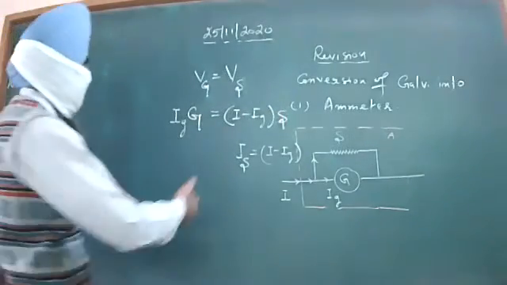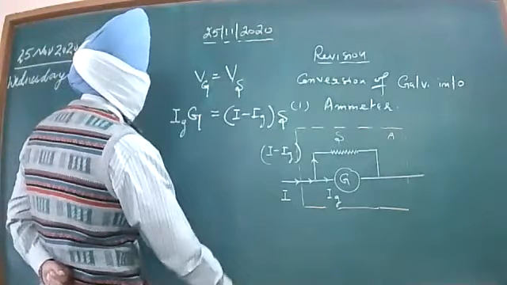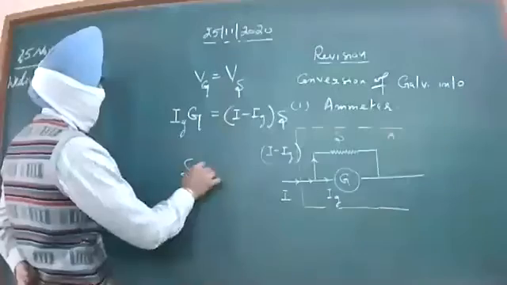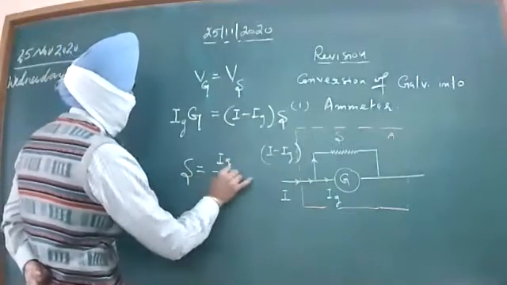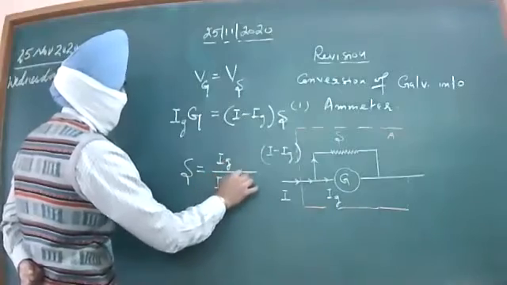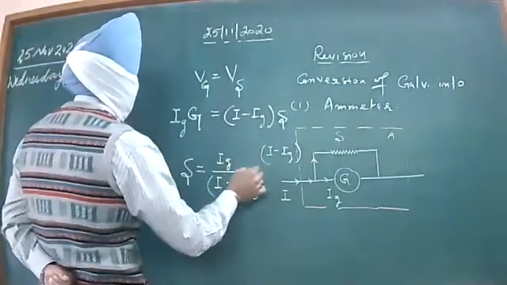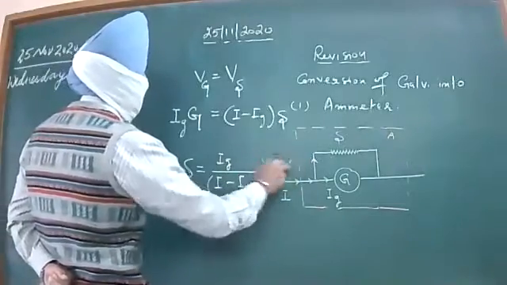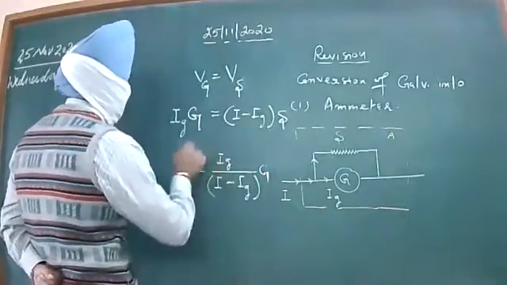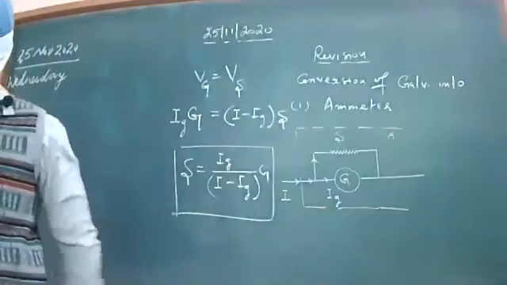Now from this particular setup, you can calculate the value of the shunt resistance required in order to get it converted. So S is equal to Ig, the current through the galvanometer branch, divided by I minus Ig, this current, and of course it is all multiplied by this capital G. So this is how you get the shunt resistance calculated.